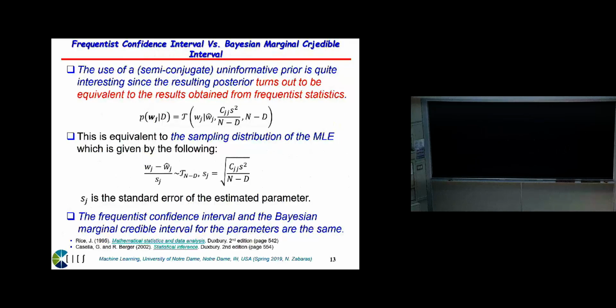So this is how this looks for one coefficient. Okay, it's a student t distribution. For those who are not comfortable with the student t distribution, if you have lots of data, it converges to Gaussian, but it has fat tails. So it's not exactly Gaussian, but it looks like a Gaussian.